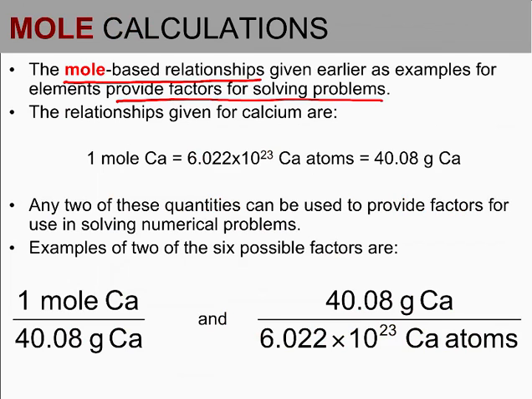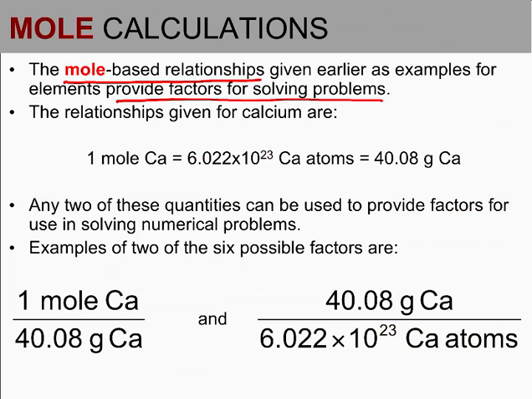So we could create up to 6 different conversion factors here. Down below are examples of 2 of those possible factors. Maybe we write that we have 1 mole of calcium over 40.08 grams of calcium. We could flip that as well, depending on what we're trying to solve for. If we are solving for moles of calcium and trying to get rid of grams of calcium, then that conversion factor is fine the way it is. But maybe we want to solve for grams of calcium and get rid of moles of calcium. Then we would flip that conversion factor.